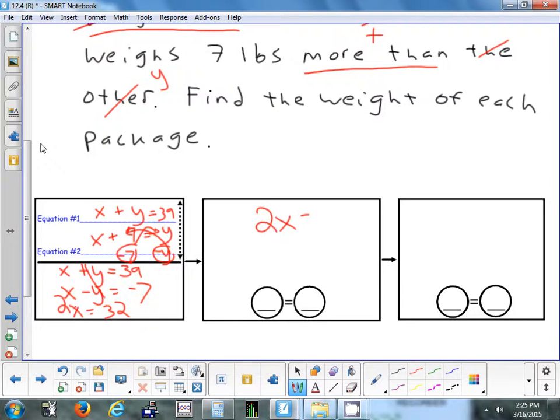So rewrite here. 2x equals 32. What do I got to do? Why? Sorry, I made that rhyme. x equals 32 divided by 2. 16. Is it 16? No. 15 and a half. Be 16, right? Yeah, 16, because 15 times 2 is 30. All right? So we get x equals 16.